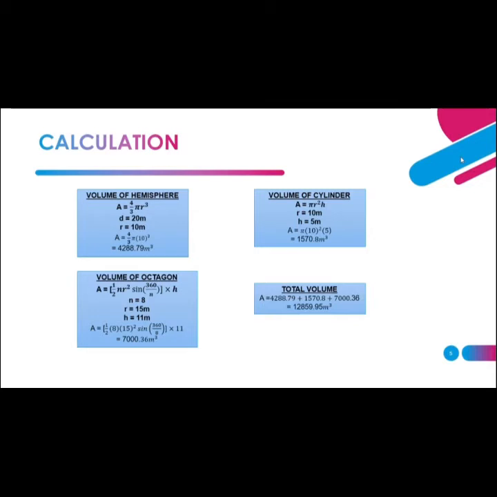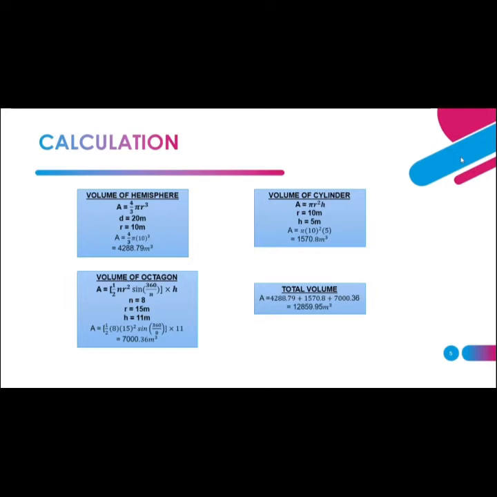Volume of cylinder. The formula is pi r square h. The radius is 10 meters and the height is 5 meters. The answer we will get is 1570.8 meters cube.